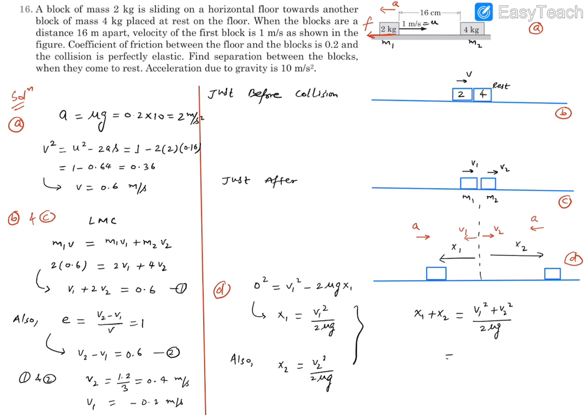Now let's put the values. v1 squared is basically 0.2 squared, which is 0.04, plus 0.4 squared, which is 0.16, divided by 4. This ultimately goes to 0.20 divided by 4, that means 0.05 meter, which you can write as 5 centimeter. So we will say the final separation between the blocks is going to be 5 centimeter, and it will become our final expression. Okay, thank you.